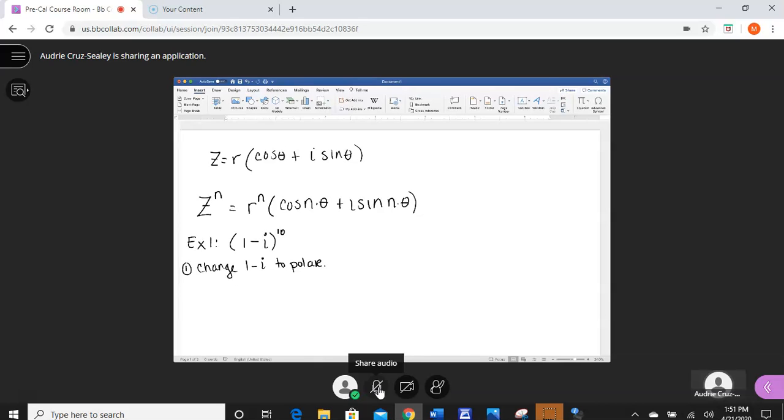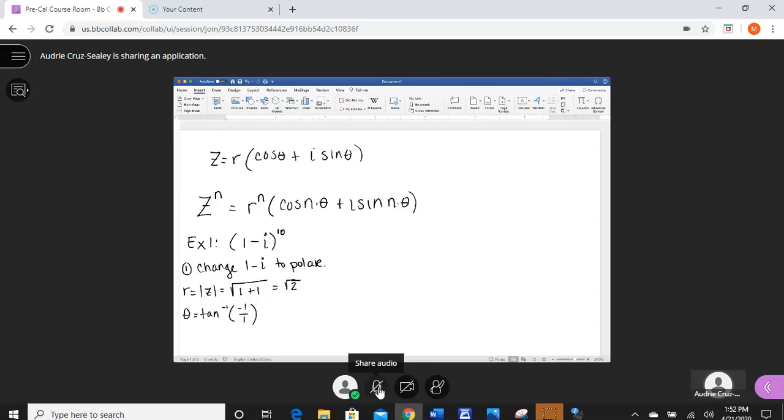Right? So I'm going to come over here and find R. You have to find R by finding the absolute value of your number. So that would be the square root of 1 plus 1, which equals the square root of 2. Is that okay? Then you're going to find theta. And you know that theta is tangent inverse of negative 1 over 1. We agree?